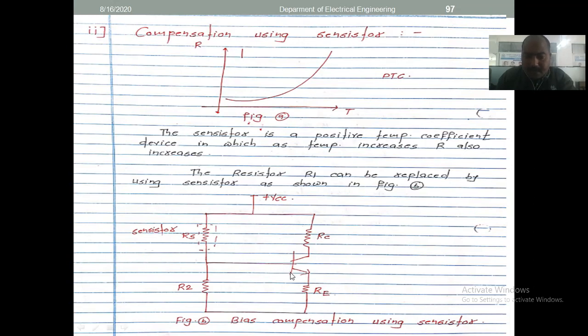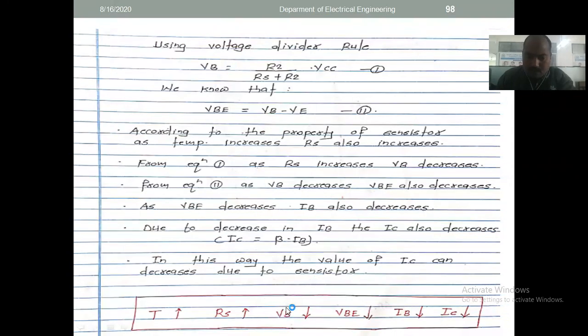So V_BE decreases, and it causes the base current also to decrease. So due to the decrease in the base current, म्हणजे इनपुट जर डिक्रीज झालं तर आउटपुट सुद्धा डिक्रीज होणार आहे, त्यामुळे तुमचा कलेक्टर करंट डिक्रीज होतोय, लक्षात घ्या.